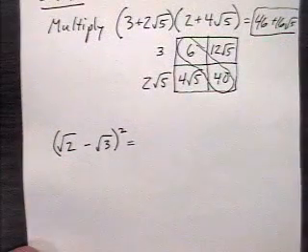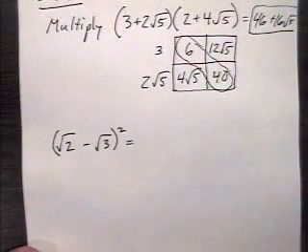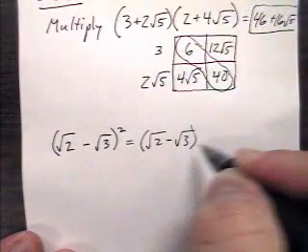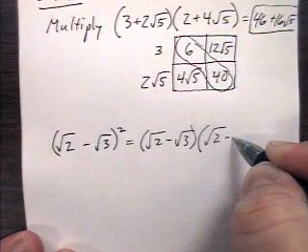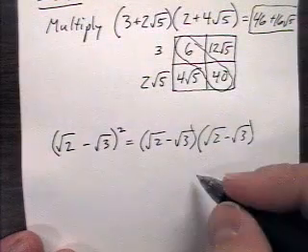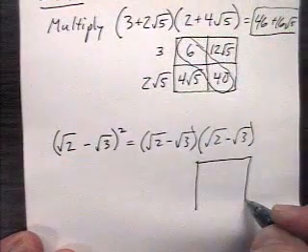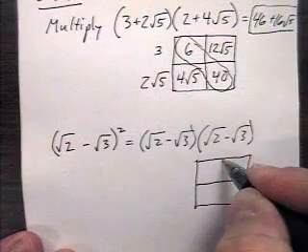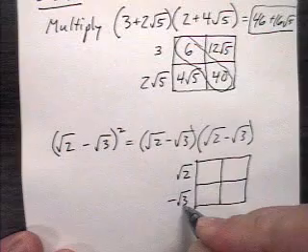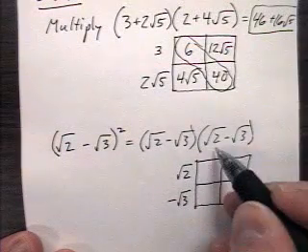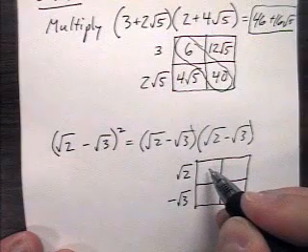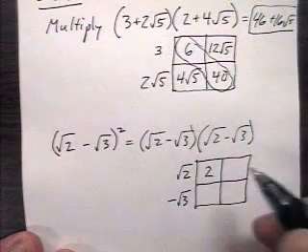Do not simply distribute the 2. That is the wrong idea here, folks. It is radical 2 minus radical 3 times radical 2 minus radical 3. Anything times itself is what we call squaring something. Once again, I'd be doing the exact same thing. I want you to notice something different, though, on this one. Radical 2 minus radical 3. Radical 2 times radical 2, we know that's the square root of 4, but that's just 2.